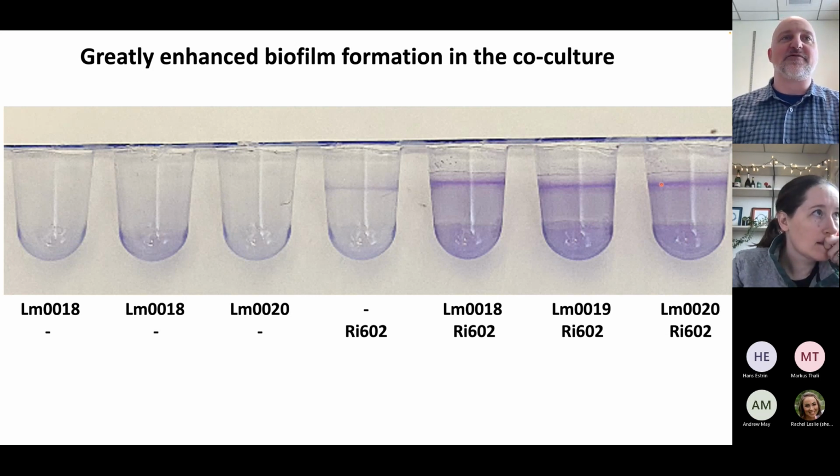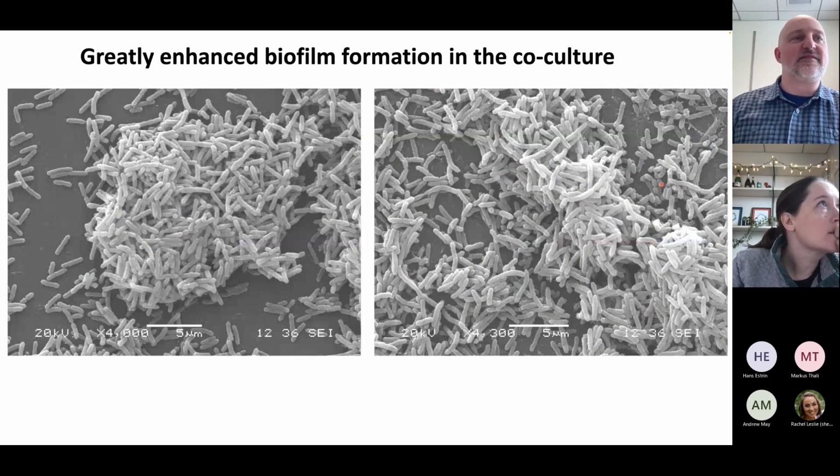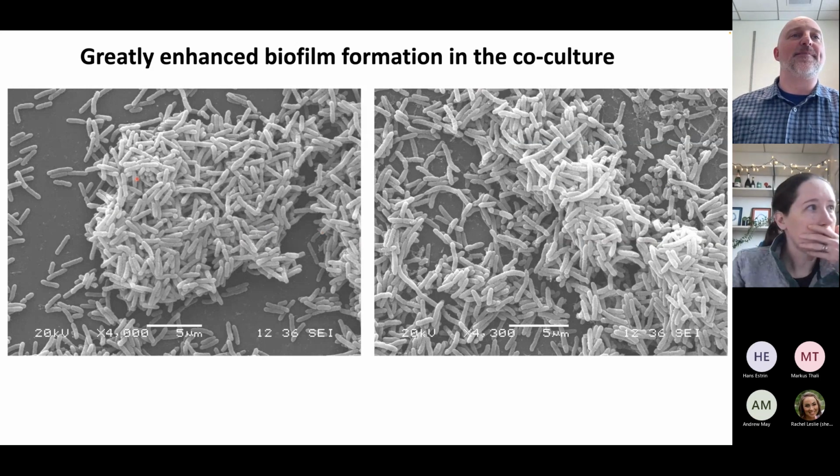And if you look at those biofilms, zoom in, what is this, 4,000 or 4,300 times in these two pictures. This is a scanning electron micrograph showing the mixed biofilm of Listeria and Ralstonia sort of clumped together. And these are fairly large, robust clumps.